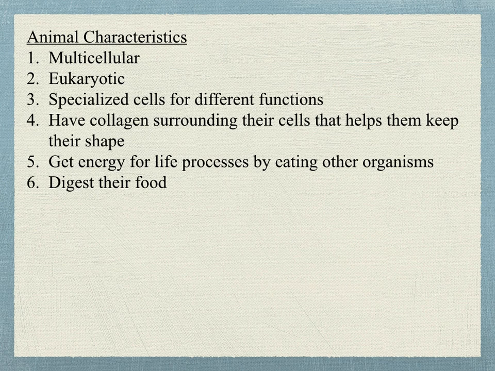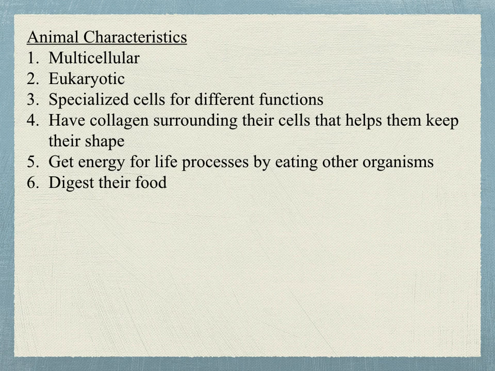Number 6 characteristic is that animals digest their food. Animals can have real simple digestive systems, like a tube within a tube kind of system, or they can have real complex kinds of digestive systems like the human digestive system, which we'll talk about more in the next couple chapters too. So these are the 6 characteristics of all animals.